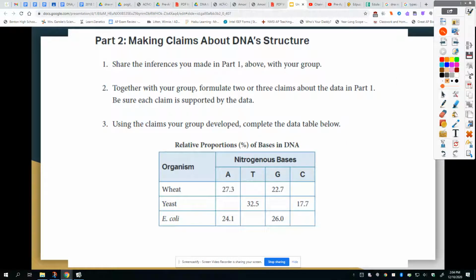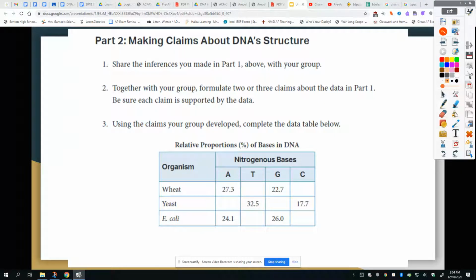All right. Well, then if you look at part 2, it asks you to make some claims and inferences about part 1, and we did that when we looked at the data, and now we're going to use what we saw to fill this in. And remember, what we figured out is that A equals T and G equals C. So for T, since A equals 27.3, T would equal 27.3. And since G equals 22.7, C would equal 22.7. And that does equal 100.